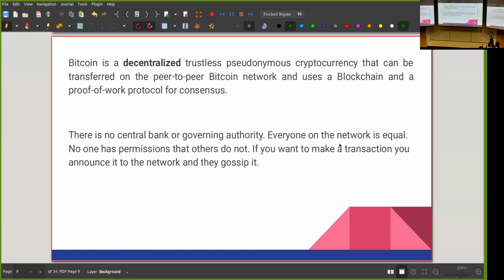So if everyone is equal, how would you know when a transaction happens? Let's say I want to send some money to someone else. How would the rest of the world know that I have that money? And how would they know that this transaction has happened?